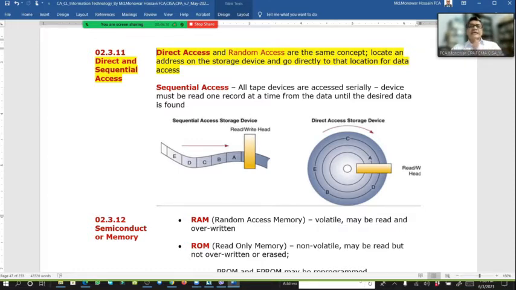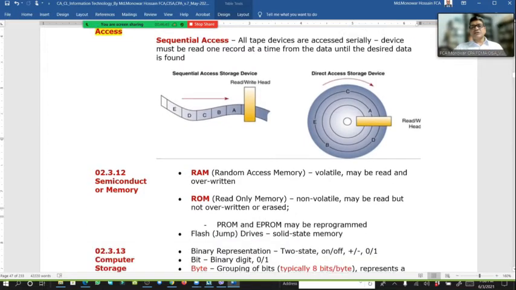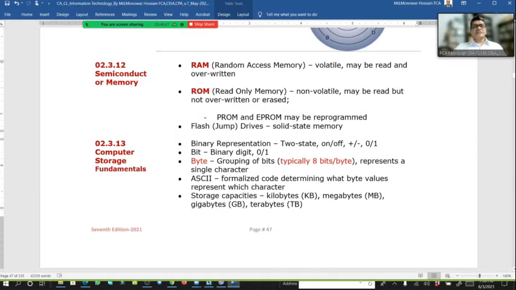And sequential access: these types of devices are accessed serially. That means the device must read and record data one at a time until the desired data is found. So it goes in sequence, part by part. First it reads and writes data, then it goes to the direct access storage device. And secondary, there is semiconductor memory.